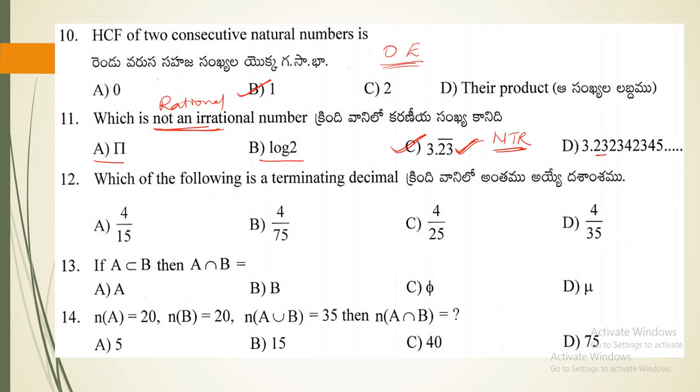Then what about this? Here 2 3 2 3, okay. After that, here 2 3 4, next 2 3 4 5. So here the numbers are being changed, and hence it is an irrational number.